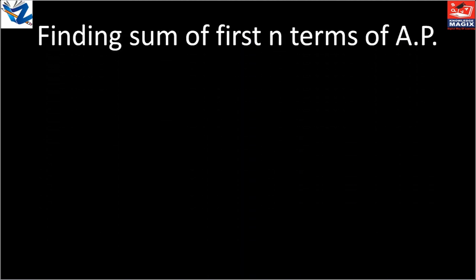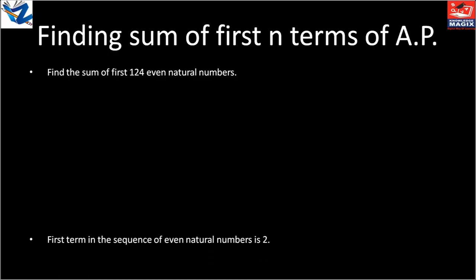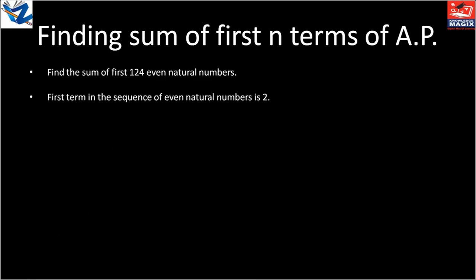Finding sum of first n terms of AP. Find the sum of first 124 even natural numbers. First term in the sequence of even natural numbers is 2. Difference between two consecutive even natural numbers is 2.